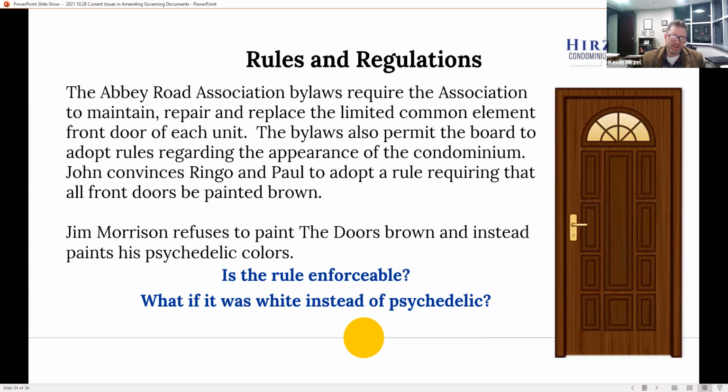Yes, so it really, I'm cheating again. It really should be the same analysis, whether it's the psychedelic colors, which are easy to contest and easy to control and easy to see why the association has that authority, versus white, which may be more difficult. In this situation, what the board of directors is doing is using a rule to implement its existing responsibility and authority to regulate the outside appearance of the condominium. Ultimately, requiring doors be brown is an implementation of an existing restriction.